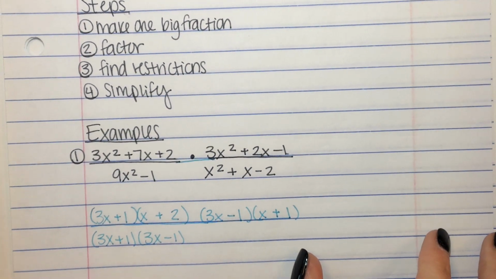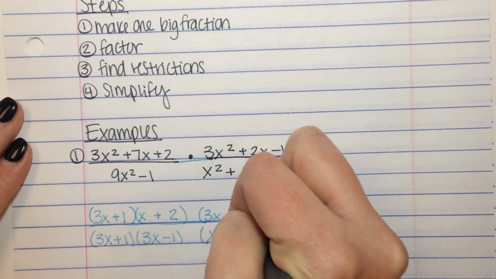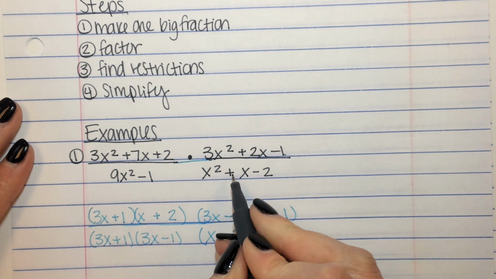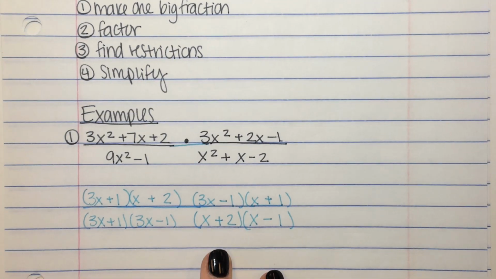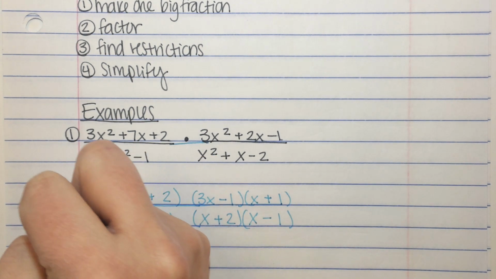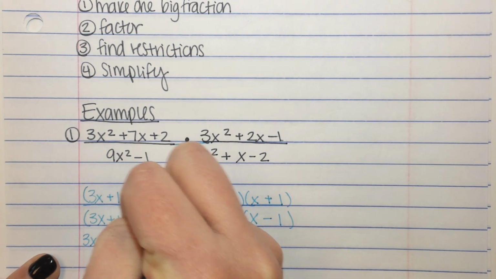All right? And then on the bottom, I have x and x, and I need a 2, so I have 2 and 1. And to get a positive 1, I need that to be a positive 2 and a negative 1. Okay, so that's what we did yesterday. We just have more factors this time, okay? But before we simplify, remember, we need the restrictions. So we set each of these equal to 0.